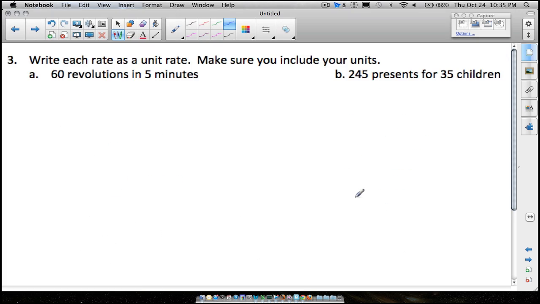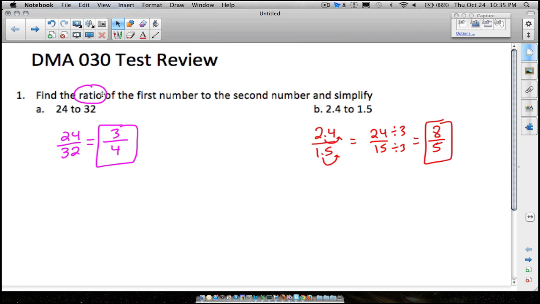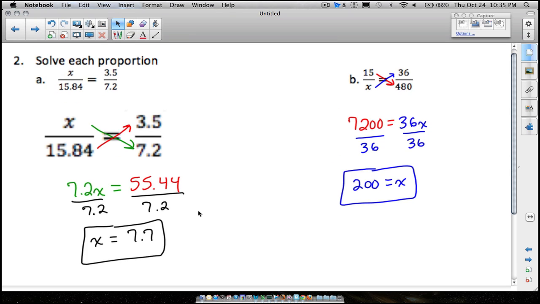On to question number 3. Write each rate as a unit rate. Now, earlier in the video, I talked about ratio. Ratio compares the same units. In this case, it was 24 and 32. We could say 24 oranges to 32 oranges, or 24 feet to 32 feet, or 24 inches to 32 inches, 24 pounds to 32 pounds. Those are ratios. They compare the same unit of measurement.